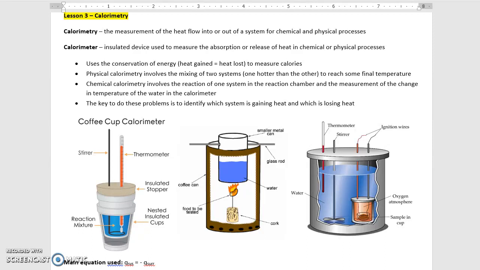Looking at lesson 3, which is on calorimetry here, if you were in class the other day and we did the specific heat lab, we actually used a simple form of a calorimeter, but I did not call it that just because we hadn't talked about that word yet. But if you think back to that lab, that will help make sense.